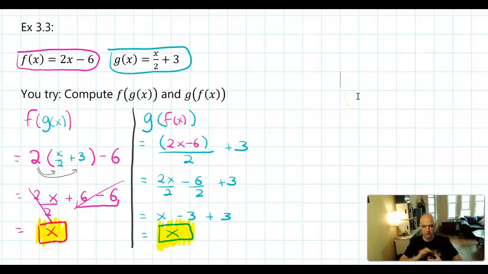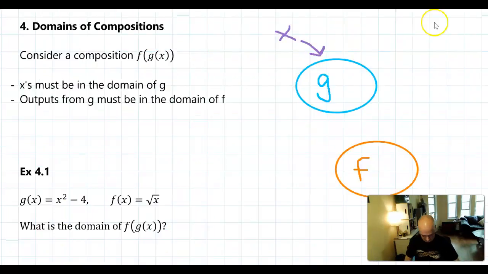So when you do a function and then compose it with its inverse, you should get back x, which is the variable that we started with. But it's also just good practice for now for composing two functions back and forth.